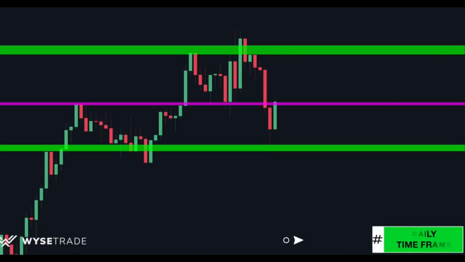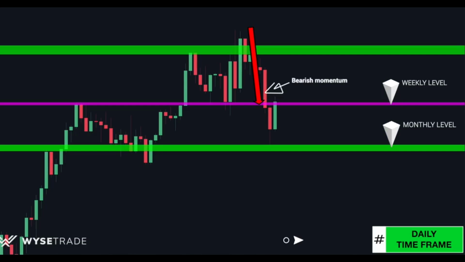So here in the daily, this was your weekly level we just identified, and this here is your monthly level. Price came down to this weekly level, but no price action occurred, and all we had was this bearish momentum candle that blew right through. Price then continued down to this monthly support level, which is when we finally had a reaction to the level through the wick sticking out.